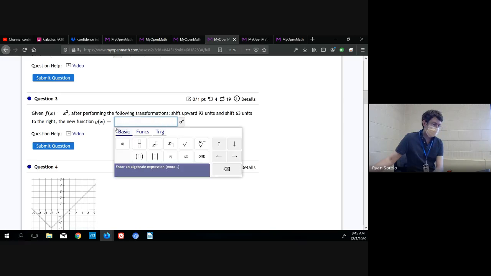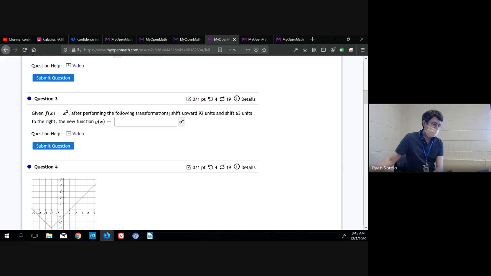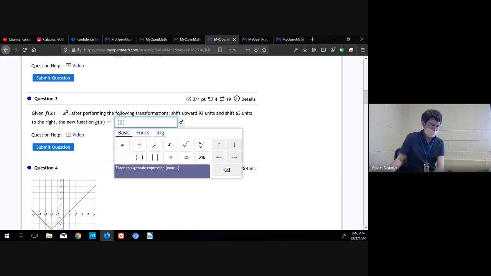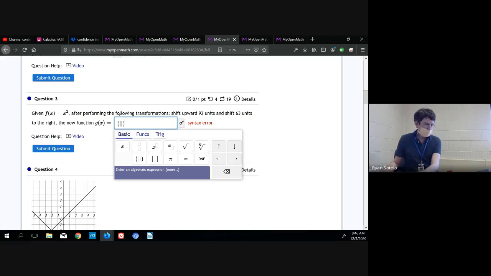All right, so here, number 3, you start with a function, that's the parent function, x squared. And now they want you to just move it up 92 units and right 63. So I'm going to write parentheses and the square. To move it to the right 63 units, so if I want it to the right, positive 63.